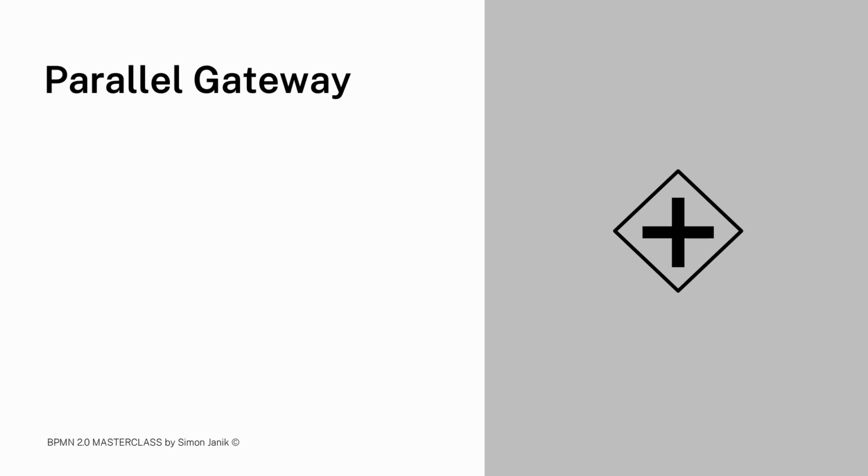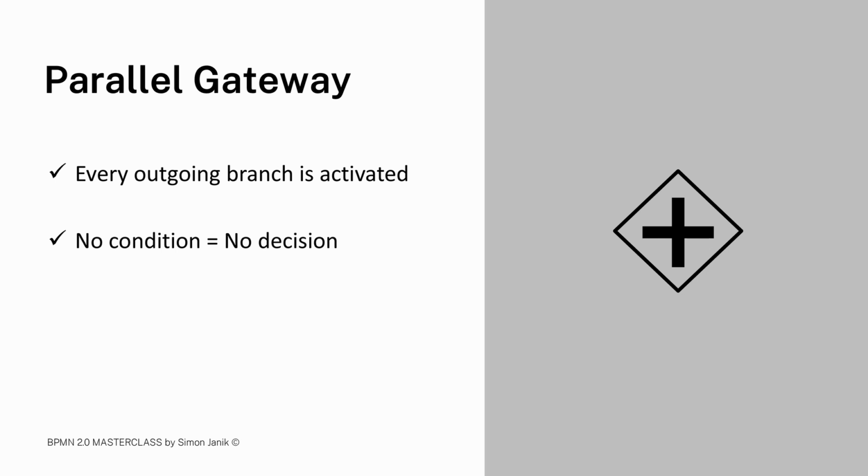First, let's understand how it differs from an exclusive gateway. The parallel gateway triggers all outgoing branches at the same time without checking any condition, while the exclusive gateway selects only one branch based on a specific condition. So when using the parallel gateway, there is no question we have to answer and therefore no decisions we have to make.